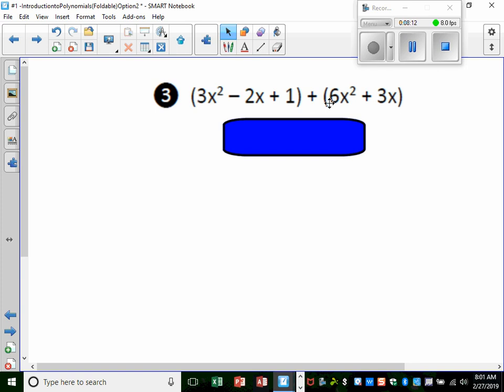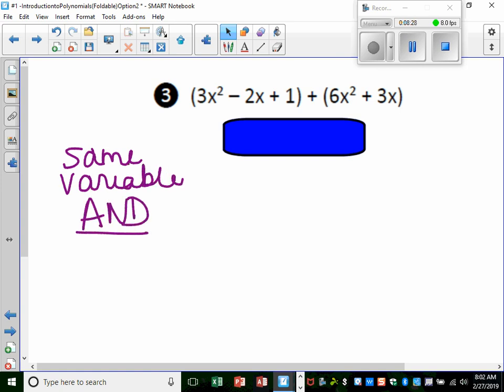And again, you can only combine like terms together. So what does that mean? Like terms means they have to have the same variable and exponent. So put a little note, same variable and exponent. So that's what it means when we say like terms.